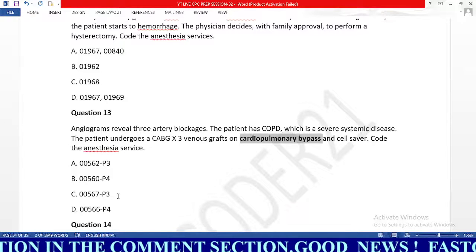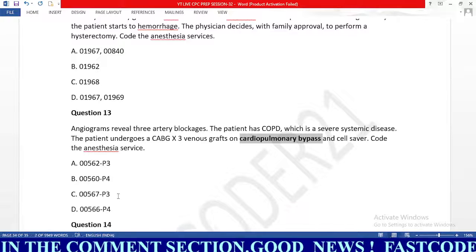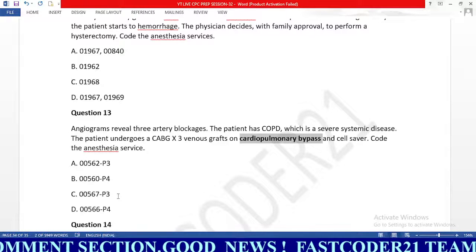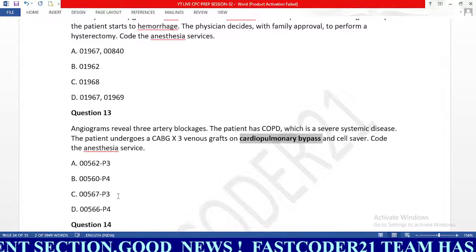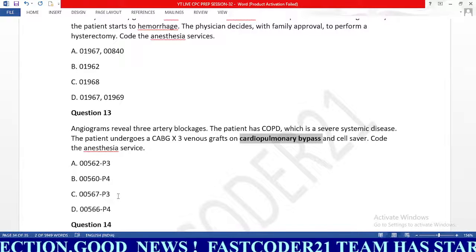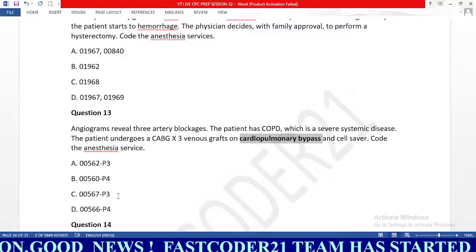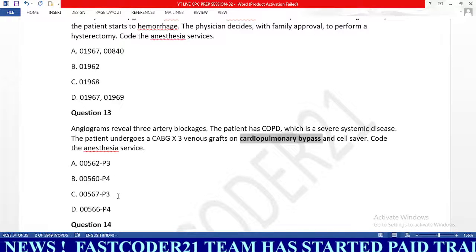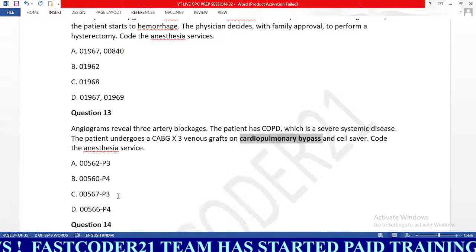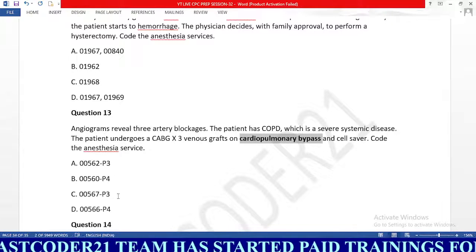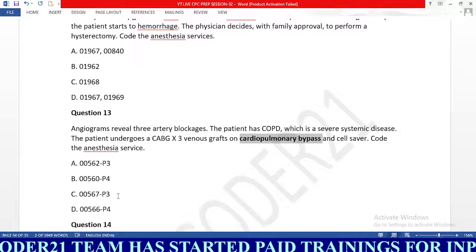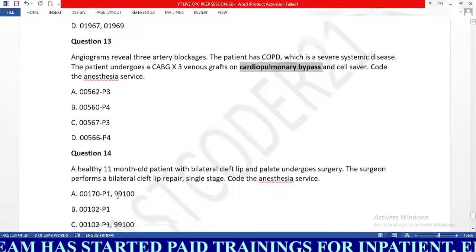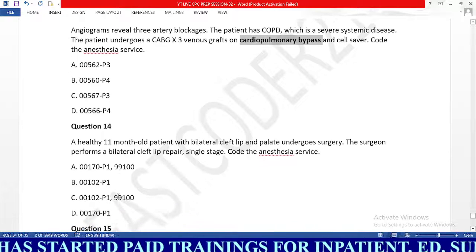So Anita, if you check 00567, it is anesthesia for direct coronary artery bypass grafting, and 00566 is without pump oxygenator. But as I told you previously, cardiopulmonary bypass, heart-lung machine, and pump oxygenator are all the same. So you need to code C here. 00567 is the correct answer. Yeah, go ahead and check question number 14.